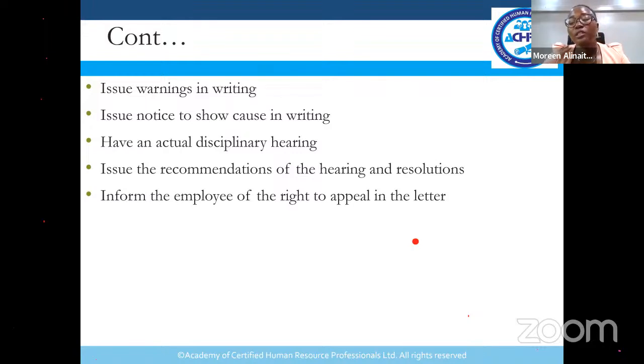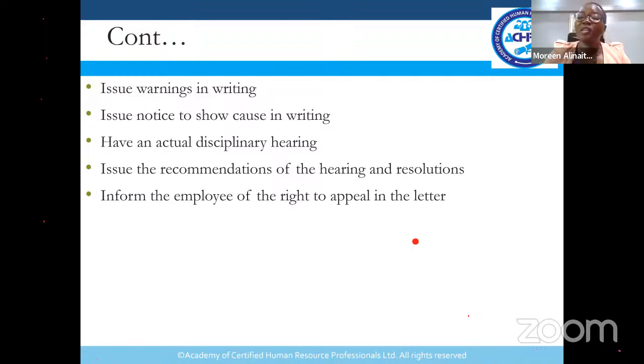Pursuant to the notice to show cause, you wrote a letter dated this and responded. We were not satisfied. We called you for a disciplinary hearing. At the disciplinary hearing, you presented this and this. You came with so and so. You gave your reasons why you should not be terminated. Your reasons were not satisfactory. For that reason, we have resolved to terminate you. You have a right to appeal within a period of 14 days.